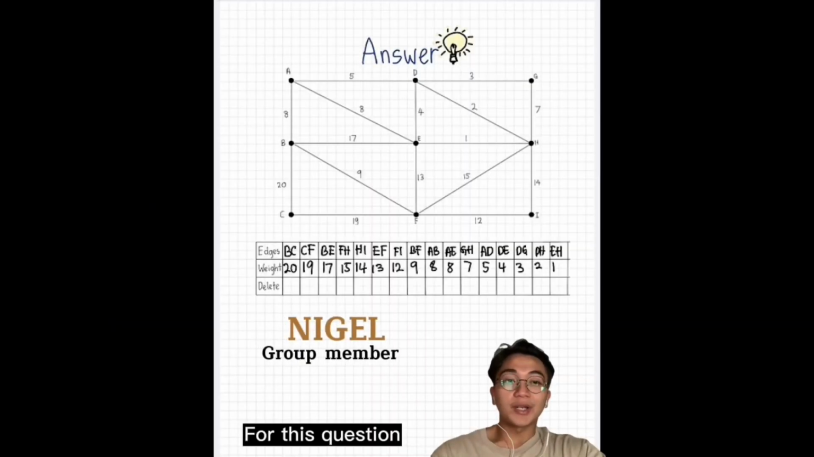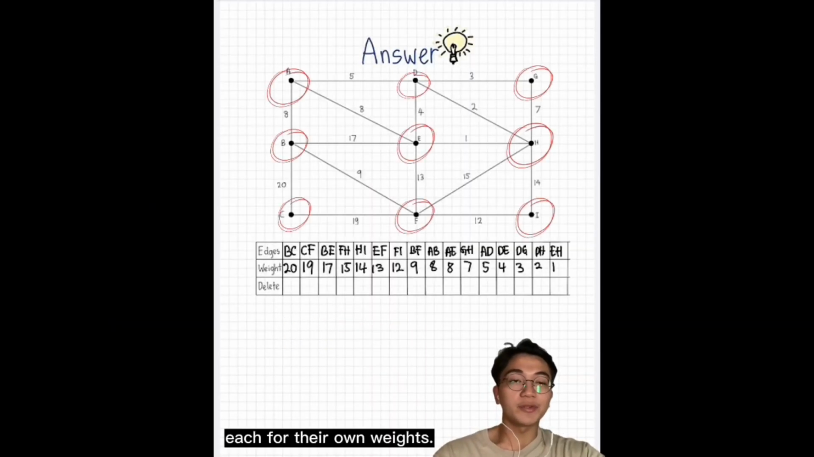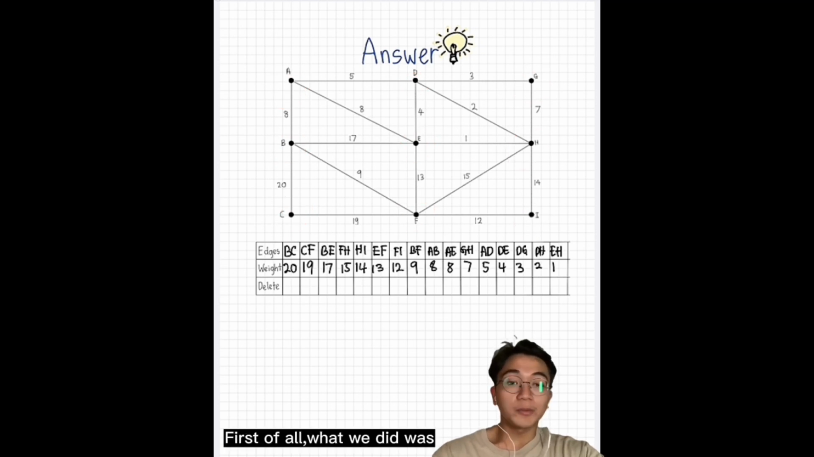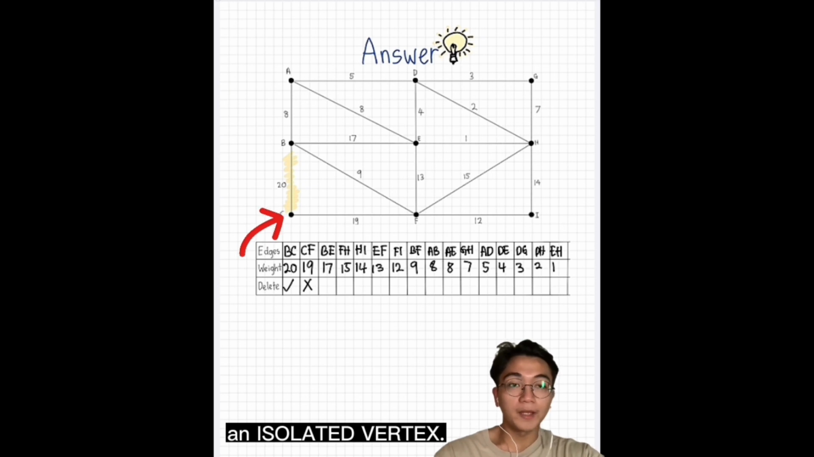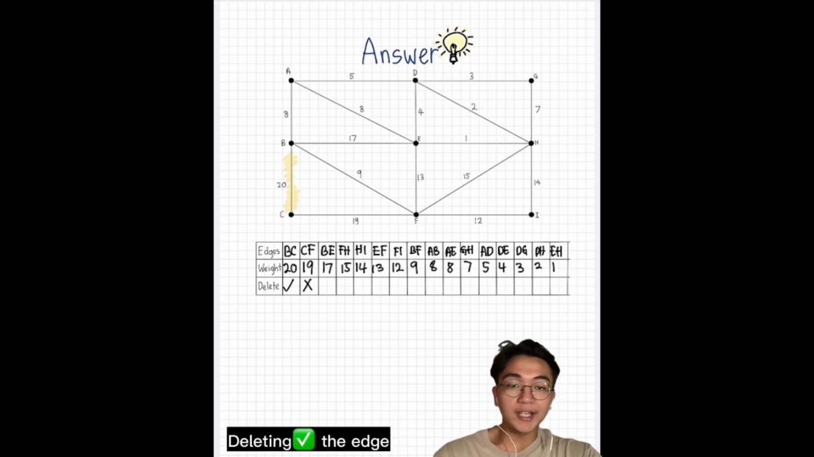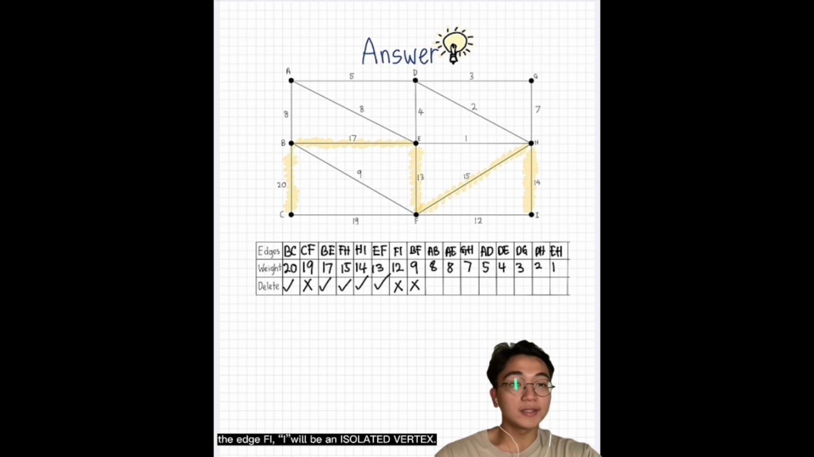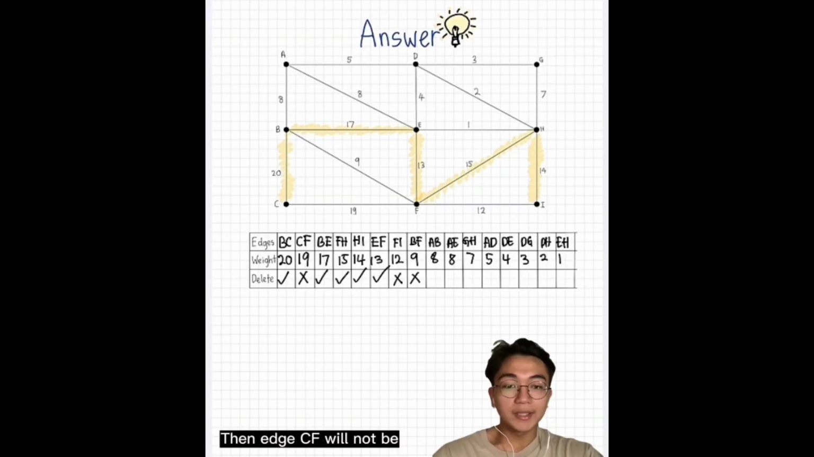For this question, we have 16 edges and 9 vertices, each with their own weights. First of all, what we did was we deleted the edge BC but not CF. This is because if we deleted the edge CF, then C would be an isolated vertex. We then proceeded by deleting the edges BE, FH, HI, EF but not FI and BF. This is because if we deleted the edge FI, I would be an isolated vertex, whereas if we deleted the edge BF, then edge CF would not be connected to any of the edges.